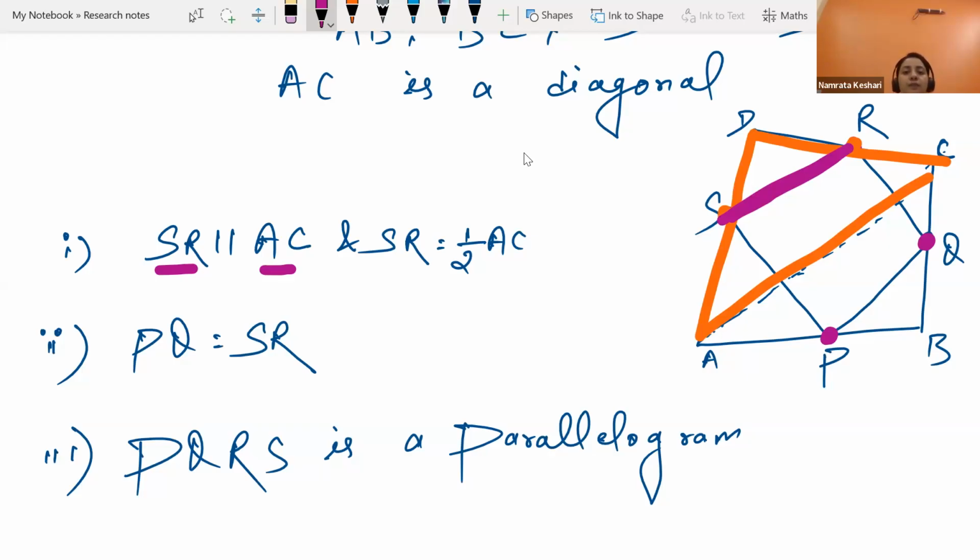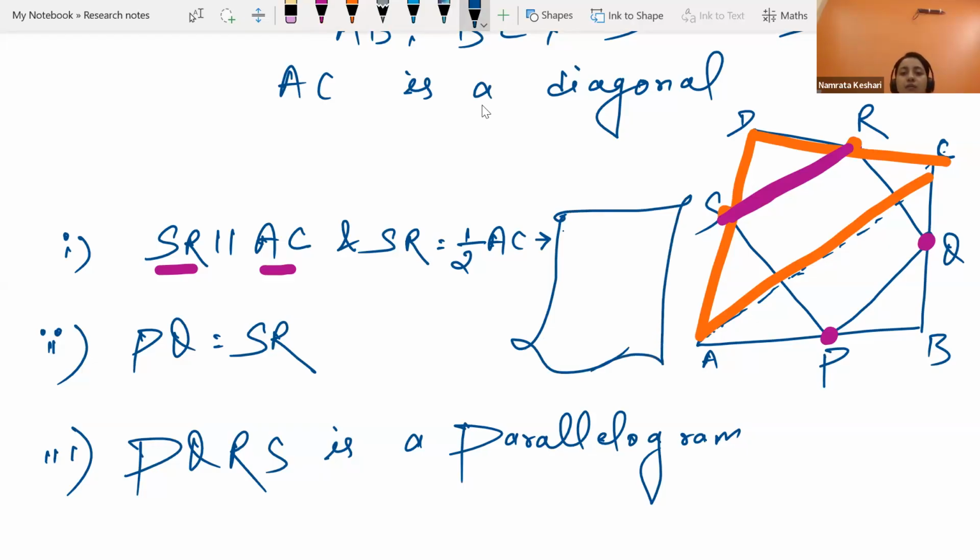Ma'am, for the first one, can we say in triangle DAC, R is midpoint of DC and S is midpoint of DA. So SR is parallel to AC and SR is equal to half of AC. That's it. Exactly this is.